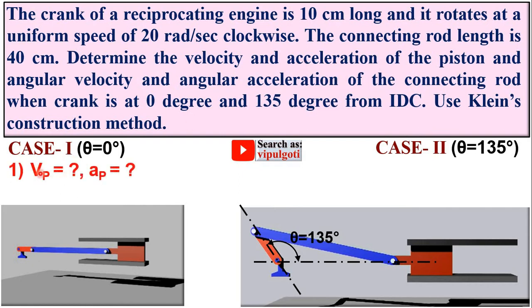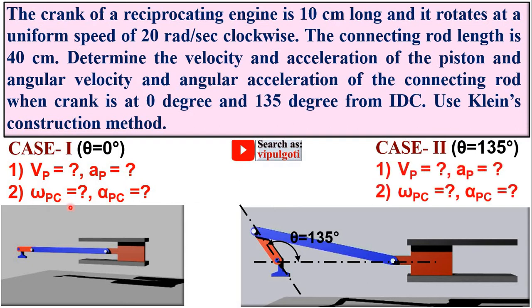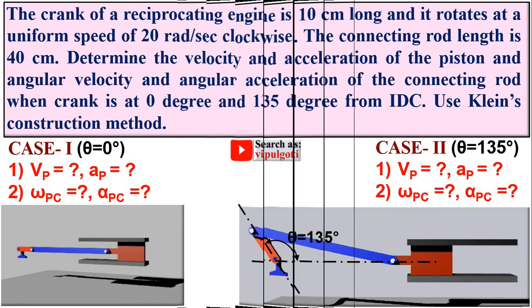So in our description it is mentioned to determine the velocity of the piston and acceleration of the piston. So I can say velocity of the piston and acceleration of the piston are the objectives. And then angular velocity and angular acceleration of the connecting rod. So angular velocity, that means omega, and angular acceleration, that means alpha, for the connecting rod generally is denoted by PC. P is for the piston and C is for the crank, so it will be the connecting rod. Similarly for case 2.